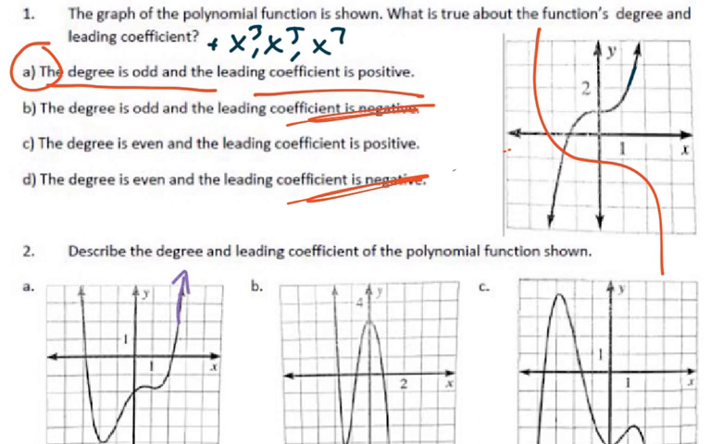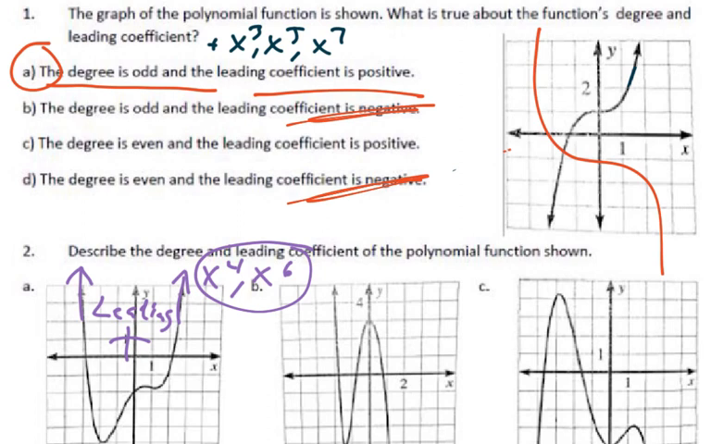Now, let's look at problem 2. Notice how it's going up on both ends. That makes it an even function. Obviously it's not an x squared. It's going to be x4 or x6 or some kind of even powered function. Because it's going up, it's going to be positive. So we know that the leading coefficient here is positive, and it's going to be an even degree function.